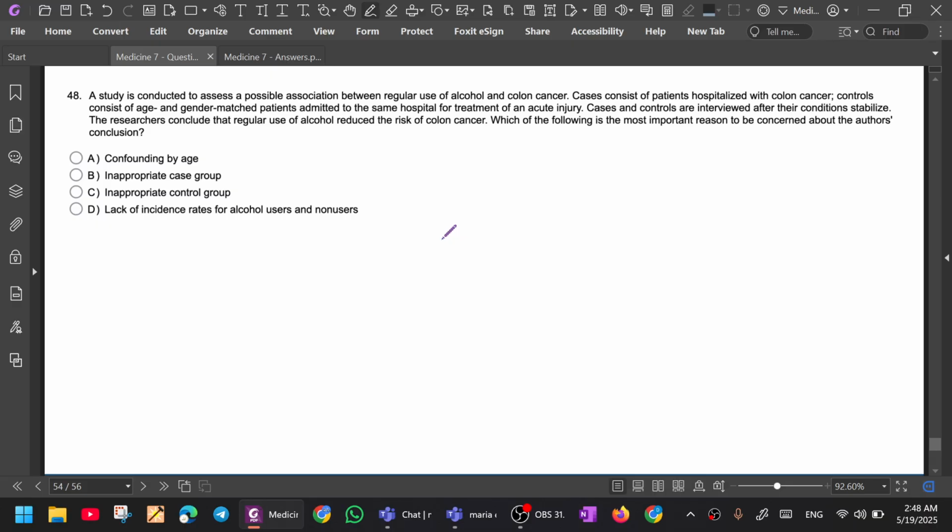Cases, people with colon cancer. Okay, incident rates for alcohol use and non-use. Like they are picking the patients who are coming for acute injury, not the healthy people who are at risk factor. Okay, inappropriate control group. I also think so. Let's see. Yeah. Okay, we are right.